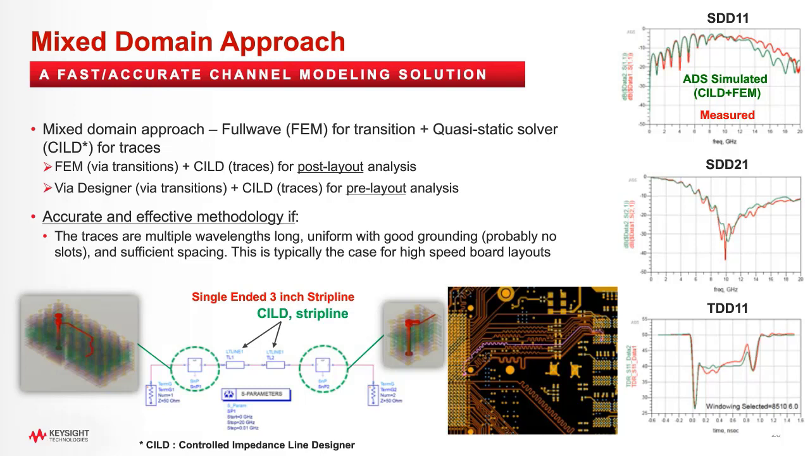This approach is very accurate and effective as long as the length of the trace is multiple wavelengths long with good grounding and sufficient spacing between traces. I believe this is typically the case for most high-speed SerDes designs. The case shown here is for a 3-inch single-ended strip line that shows an excellent agreement between the measured and simulated, including TDR data.